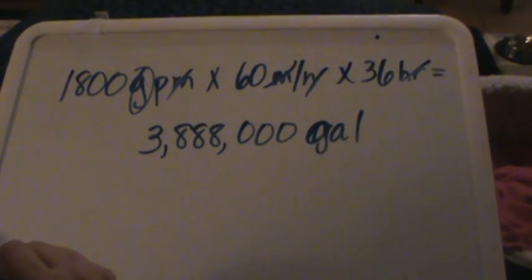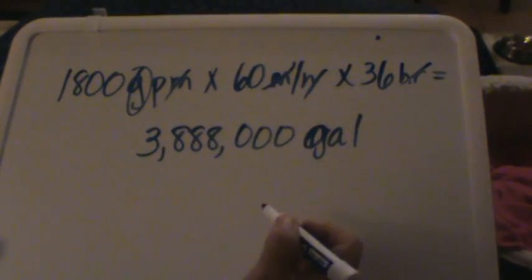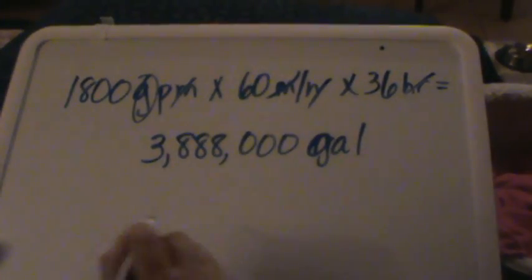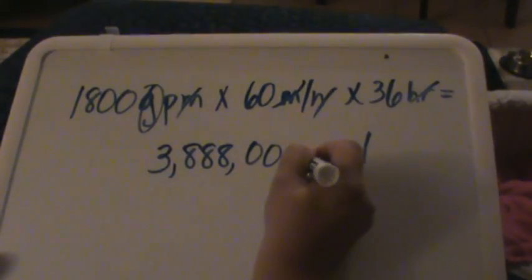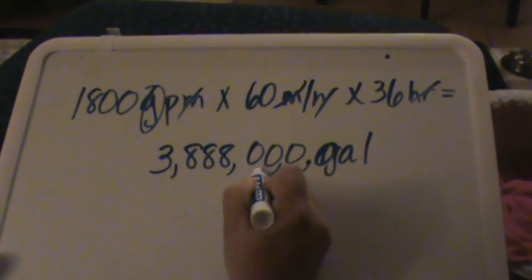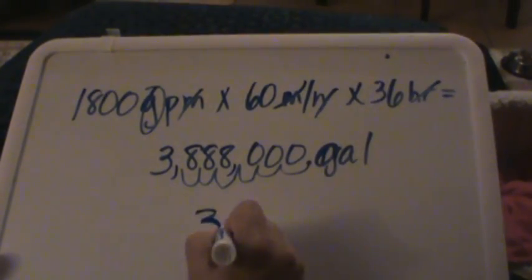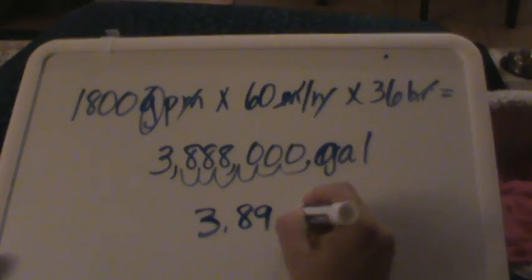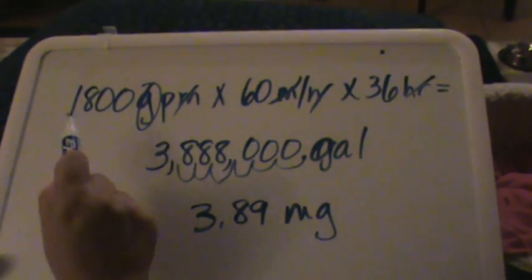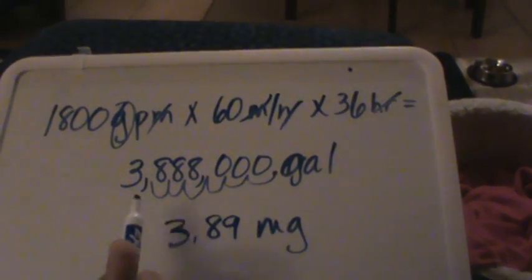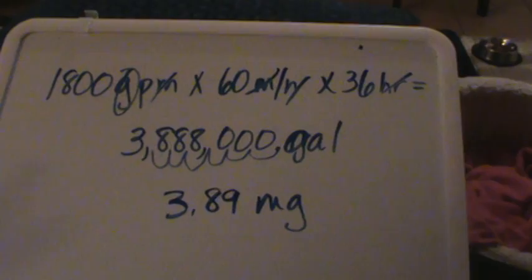Okay, but if you look at the worksheet, it's asking you for the answer in mg, which is million gallons. So to give this in millions, we're going to divide it by 1,000,000. An easy way to do that is to move the decimal point 6 spaces. So if there's no decimal point, it's always at the end. So we move it 6 spaces. 1, 2, 3, 4, 5, 6. That makes 3.89 million gallons. I'm going to round that up. You can also, once you have this in your calculator, the 1,800 times 60 times 36, and you get this answer, you can just divide it by 1,000,000 and you'll get the same answer. Okay, that's the end of the first section of lesson 3.